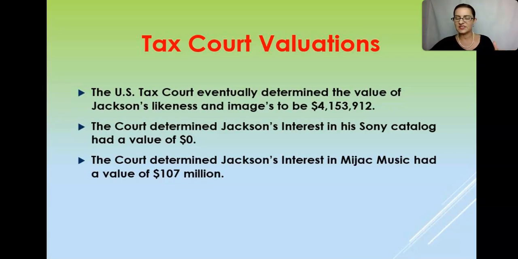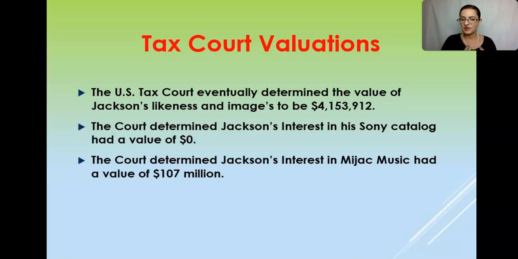So what they did is they compared Michael Jackson's estate to other estates of famous singers who had died, like Ray Charles, who was also a famous singer. Ray Charles was never as famous as Michael Jackson, but Ray Charles also wasn't accused of molestation during his lifetime. So I feel like it's a difficult comparison to make, but the court ultimately came up with a valuation of 107 million for Michael Jackson's interest in Mijac Music, which included his unreleased songs, any existing copyrights that he owned for music that he himself had written and things like that.